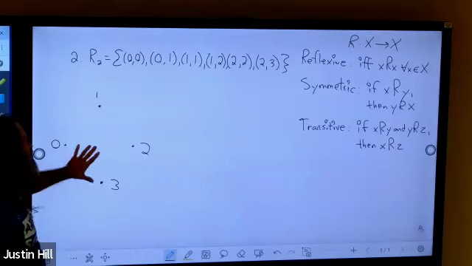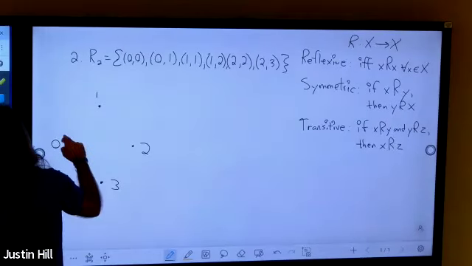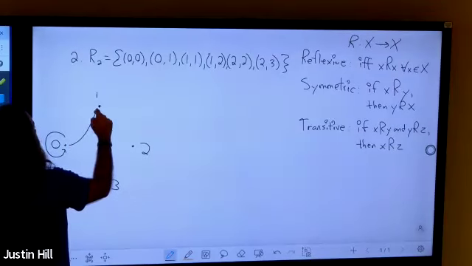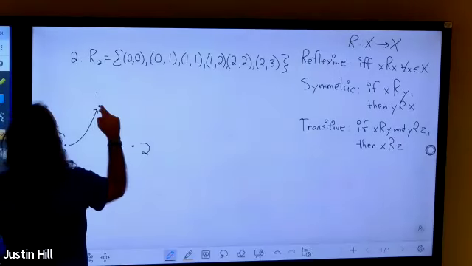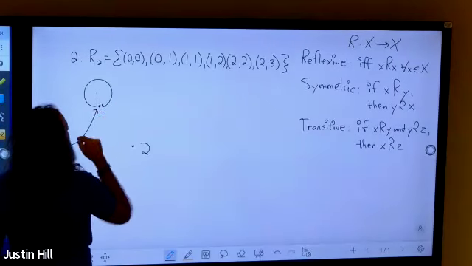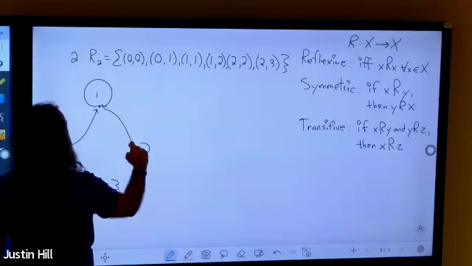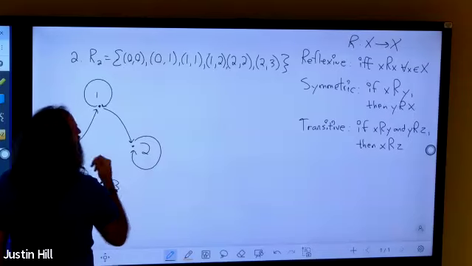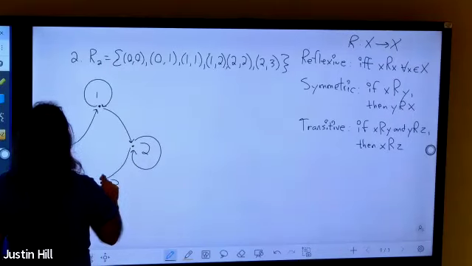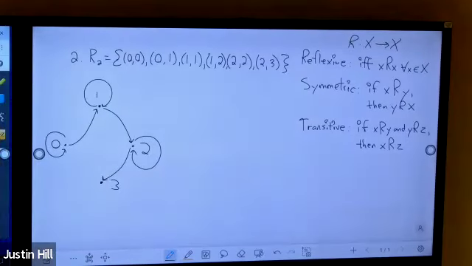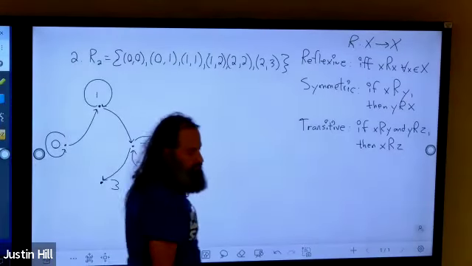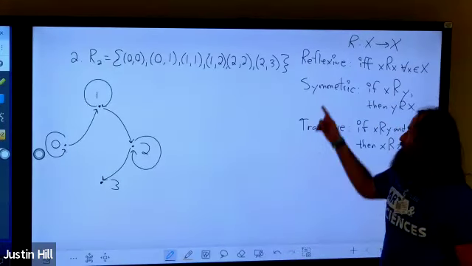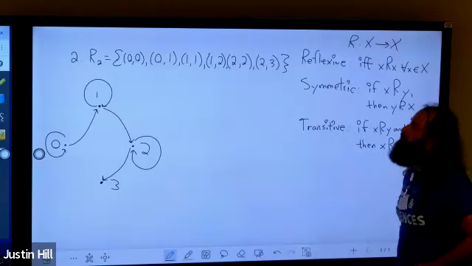Like I said, 0 through 3. We have 0 goes to 0, so this goes back to itself. We have 0 goes to 1. Then we have 1 goes to 1, so 1 goes back to itself. Then 1 goes to 2. Then 2 goes to 2. And 2 goes to 3. So this is the directed graph of that relation. You don't have to do this, but I think it will help you more easily identify which of these properties we have.